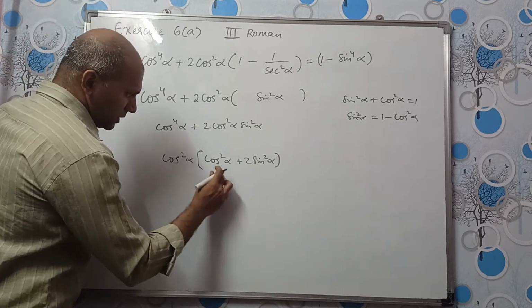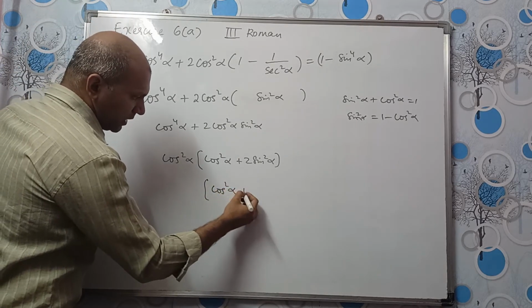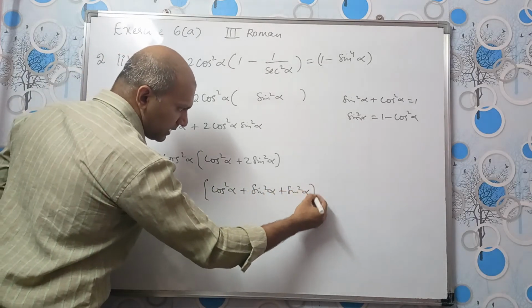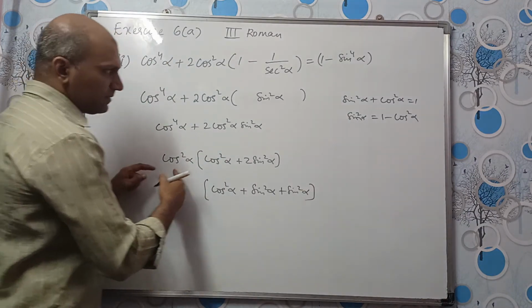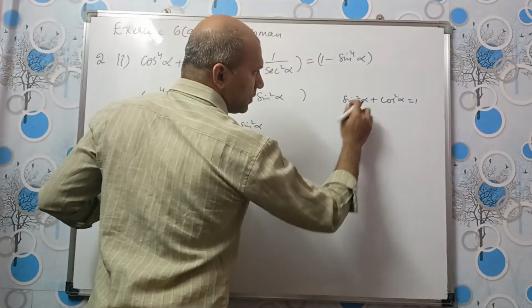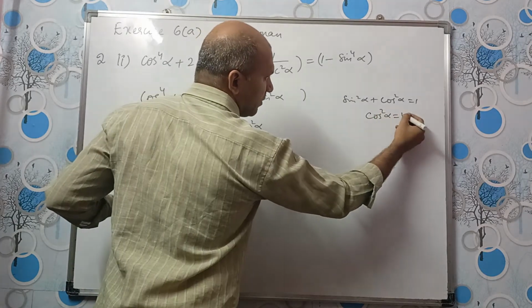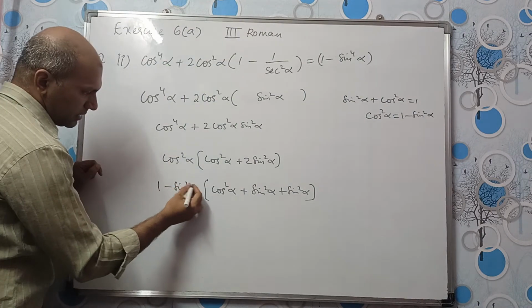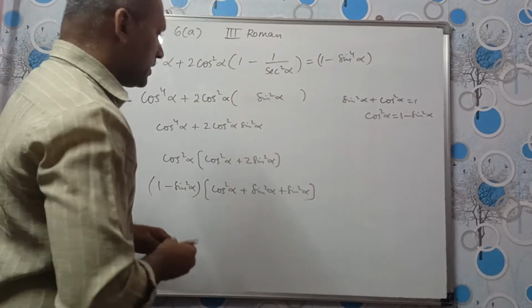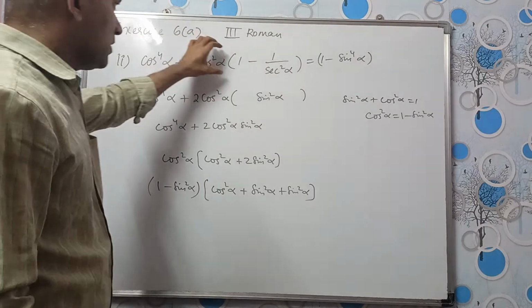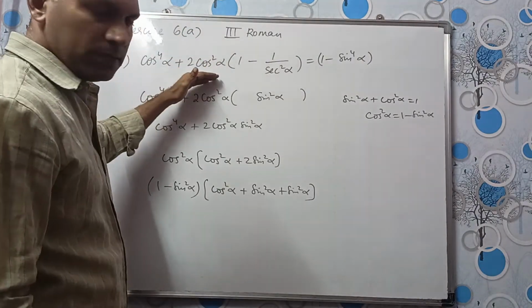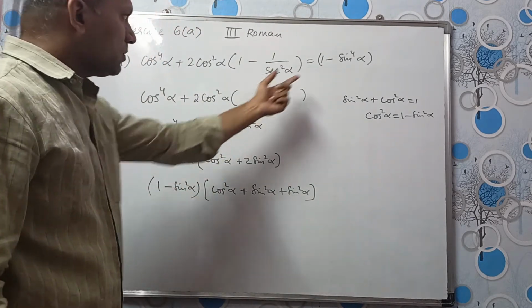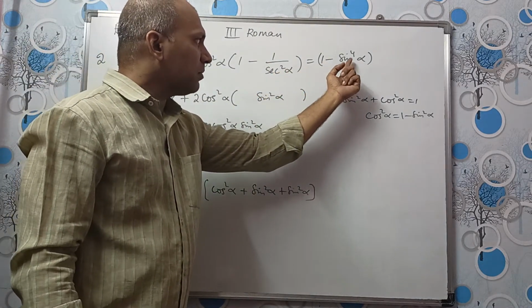Alright, now what about this one? Cos square alpha, let us write 2 sine square alpha as sine square alpha and sine square alpha. And see, if you send sine square on the other side, it will be 1 minus sine square alpha. So this will be 1 minus sine square alpha. Okay. See, in trigonometry, in show that and prove that problems, after every step, we should check what is needed. Okay. So, see, we need 1 minus sine power 4 alpha.